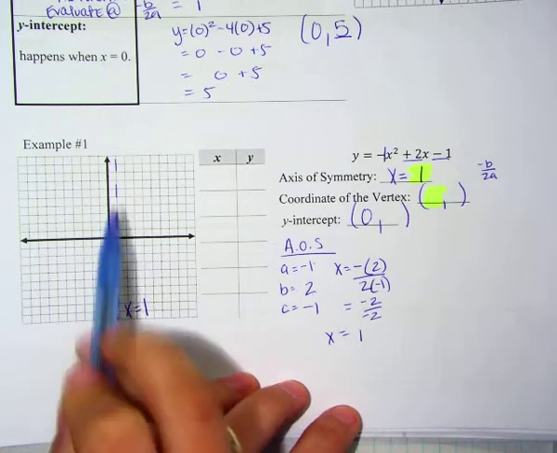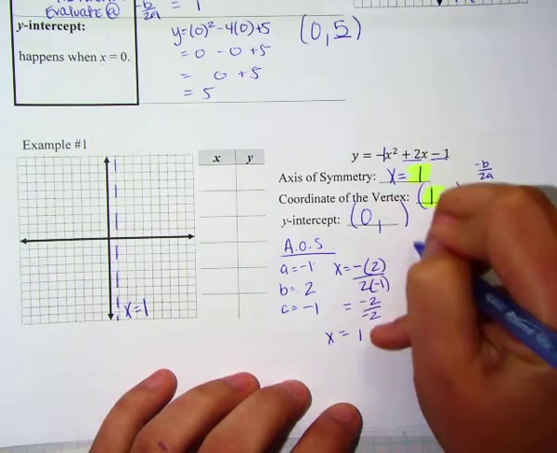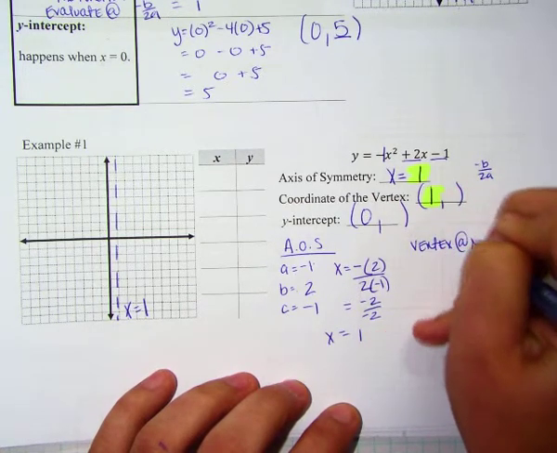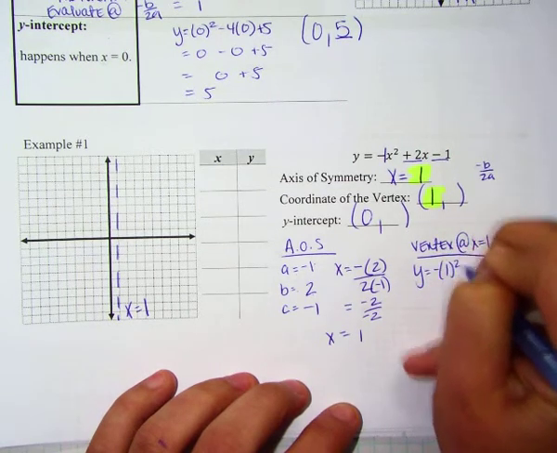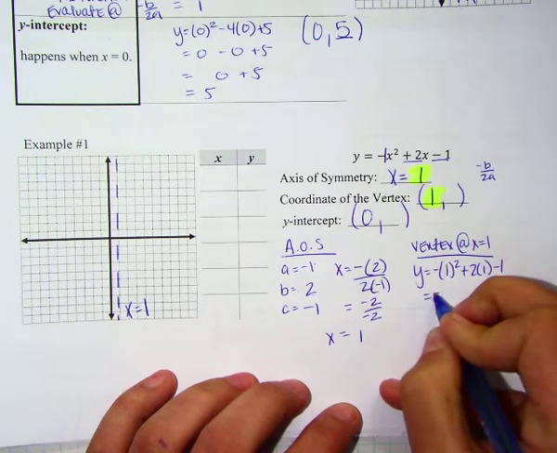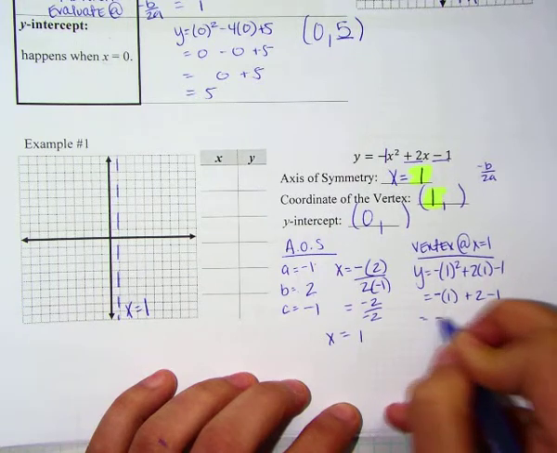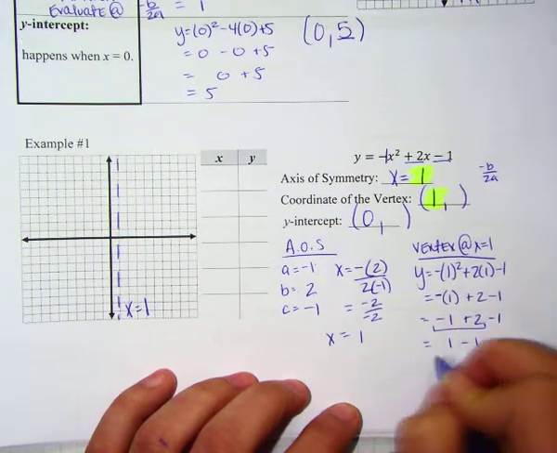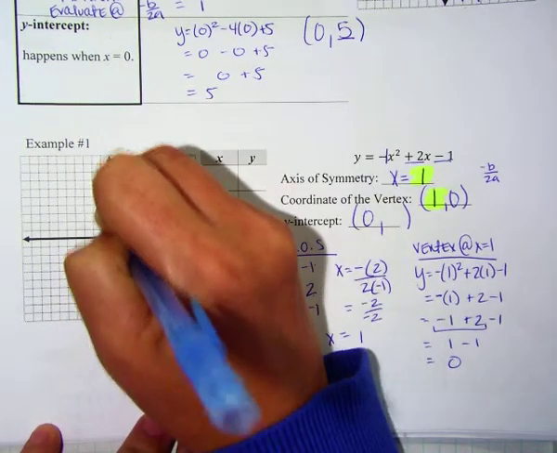The vertex is going to be on this line, so that's x equals 1, and we need to solve for y. So the vertex is going to be at x equals 1, y equals negative 1 squared plus 2 times 1 minus 1. So that's negative 1 plus 2 minus 1. So that's negative 1 plus 2, which is 1. Minus 1 is 0. Vertex is at 1, 0.